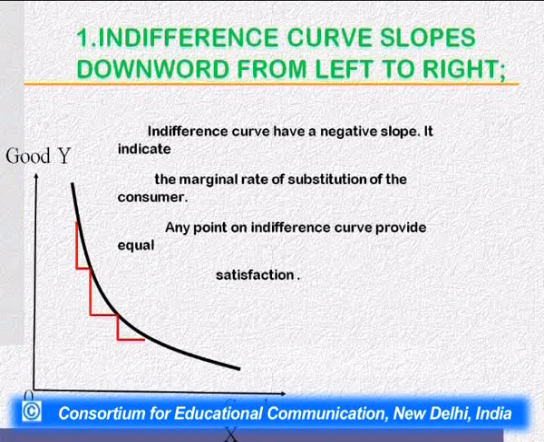It indicates the marginal rate of substitution of the consumer. To maintain their level of satisfaction, the consumer has to give up some units of the second commodity for some units of increase in the first commodity. So any point on an indifference curve provides equal satisfaction, which we have discussed in previous slides. Same satisfaction on the same curve. If the curve is changed, then the satisfaction is changed.